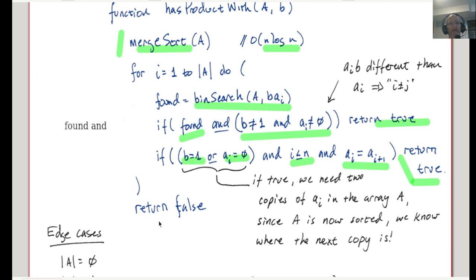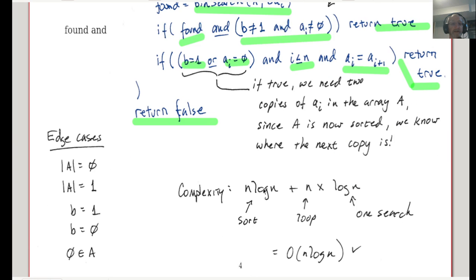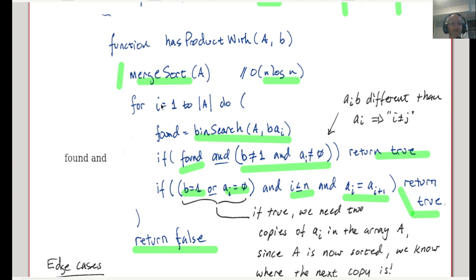Okay. If we go all the way through this array and we never return true, then we can return false. Let's check the edge cases. If the array is empty or has only one element: if it's empty, we won't iterate, we'll return false. If the array has only one element, then if we do find a term, it means b must be 1 or the value of a must be 0. The only value in the array must be 0, in which case we won't hit this return true.